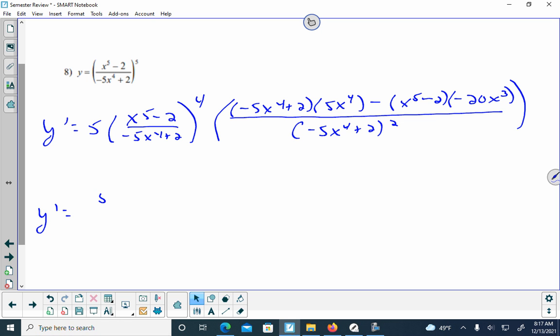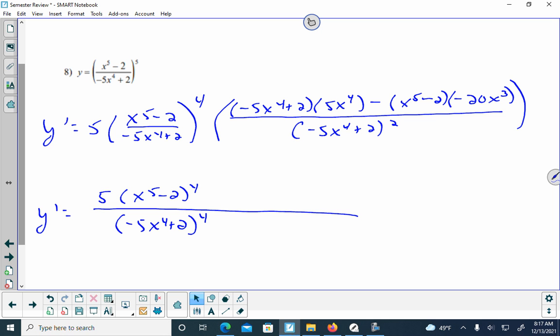So when I write things on the numerator, write things on the denominator, clean up a little bit, I'm going to have 5. I like to write this x to the 5th minus 2 to the 4th. And then here's my big denominator. And then this is negative 5x to the 4th plus 2. That is also being raised to the 4th power. I like to separate that so I remember that the denominator is being raised to the 4th power. Here, I distribute the 5x to the 4th. So this will be negative 25x to the 8th. Plus 10x to the 4th.